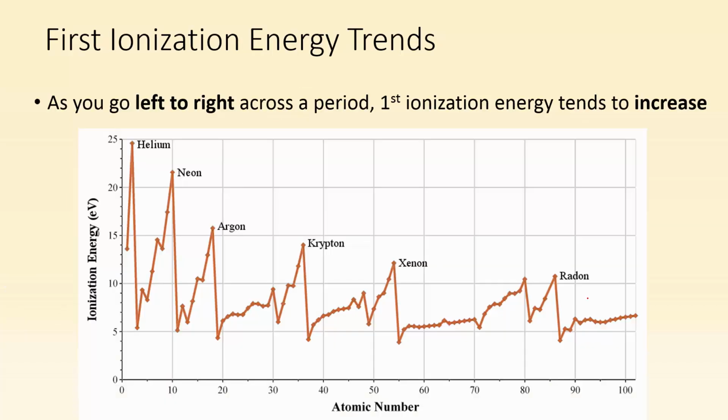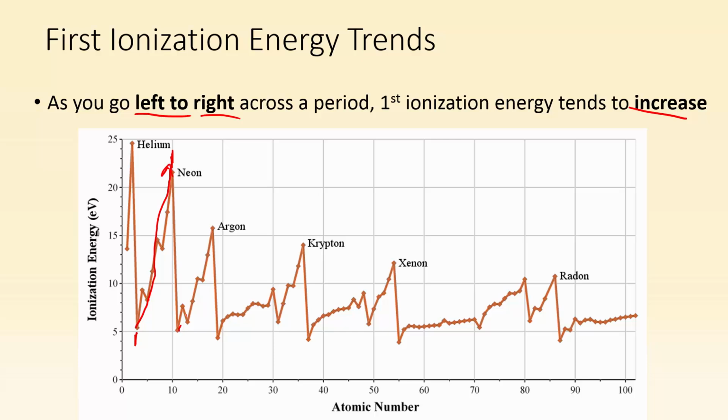All right, so trends for ionization energy. As you go left to right across a period, the first ionization energy tends to increase. So as you go left to right, it tends to get harder to remove an electron. You can see right here is the start of period 2, and right here is the end of period 2. So as you go left to right across a period, for the most part, ionization energy increases.